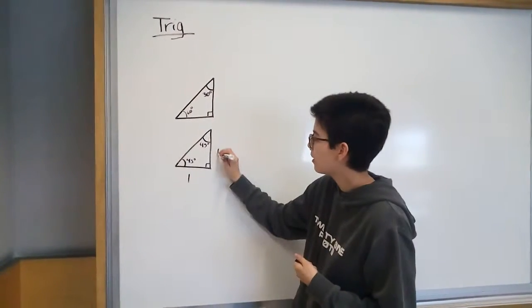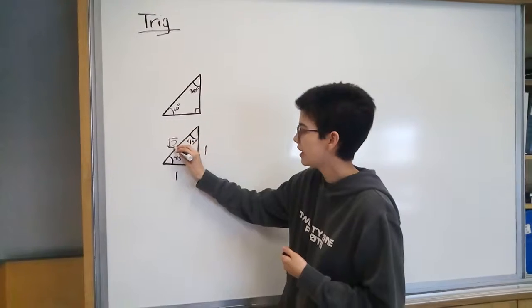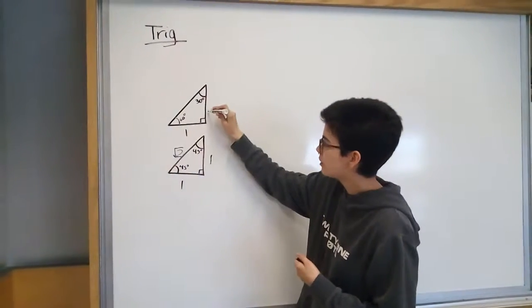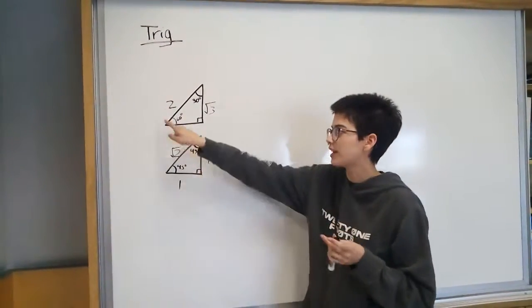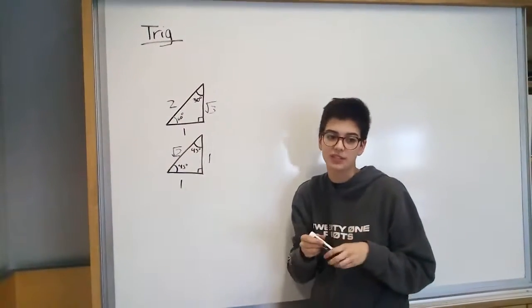This one's 1, 1, and this one's the square root of 2. And then here we have 1, the square root of 3, and 2. And you can actually simplify these later in order to get 1 on the hypotenuse. That just makes it easier for the big circle.